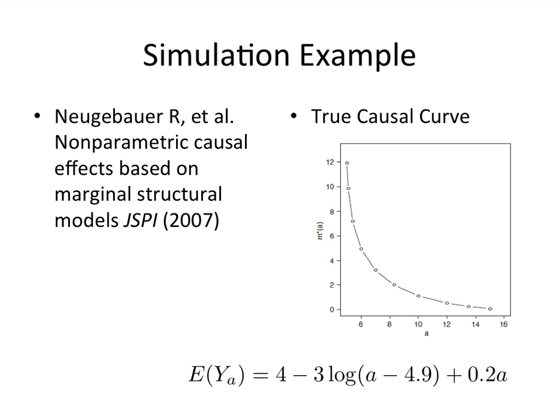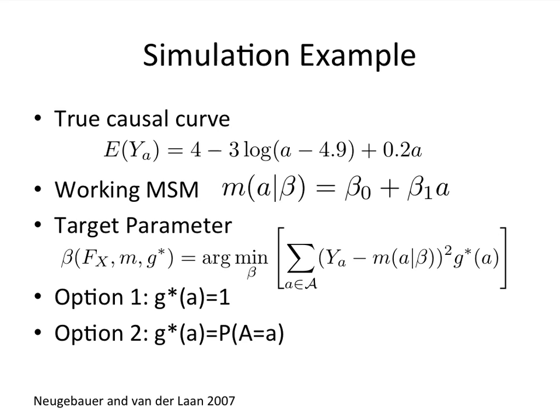Here's just an example from Romain Neugebauer's paper with Mark and others. Here's the true causal curve, so you can generate a simulation where the true marginal structural model looks like this. Okay, just arbitrarily chosen to give a curve of some kind. The working MSM will fit a line to that. Okay, so that's going to be our working model. It's the best fitting line to that curve, right? And that best will depend on how you weight.